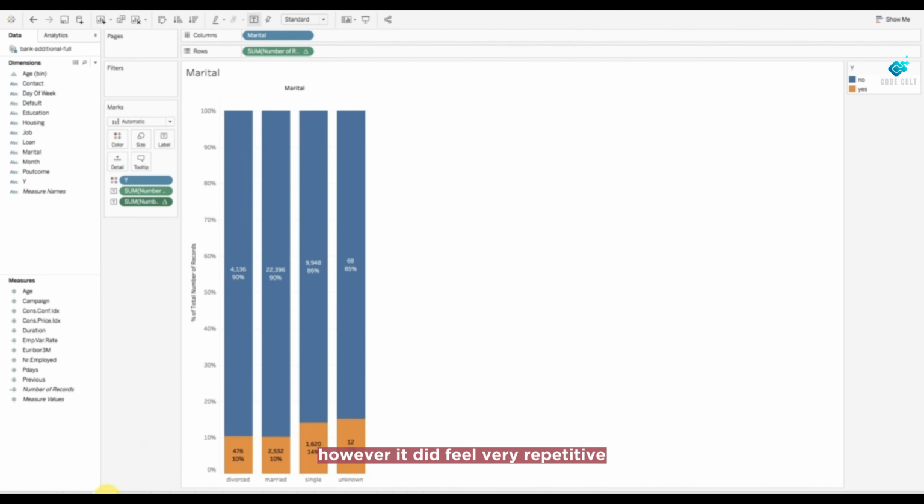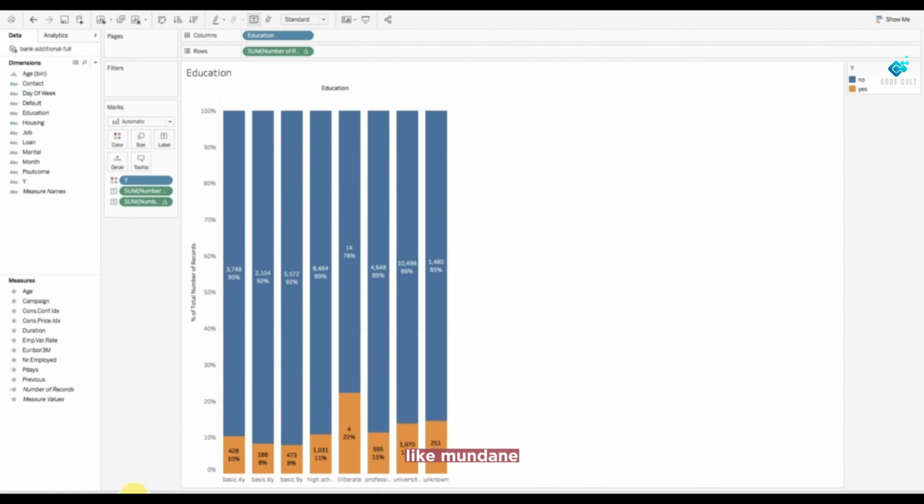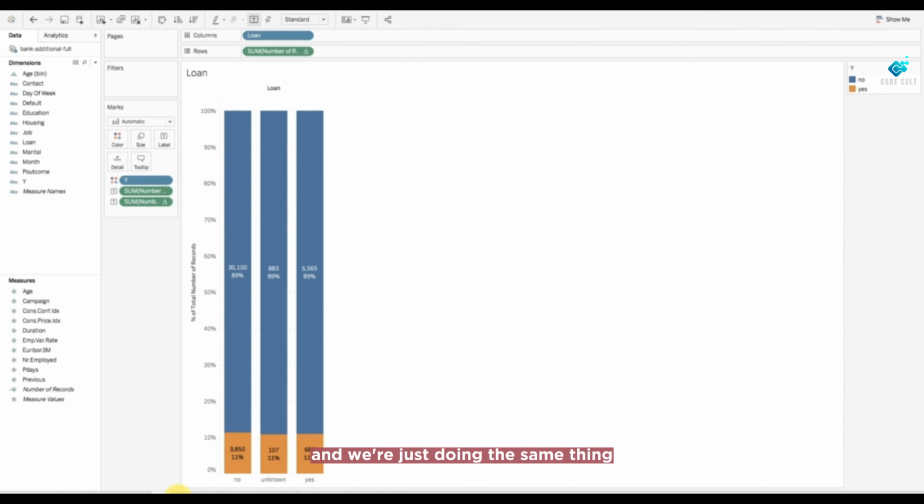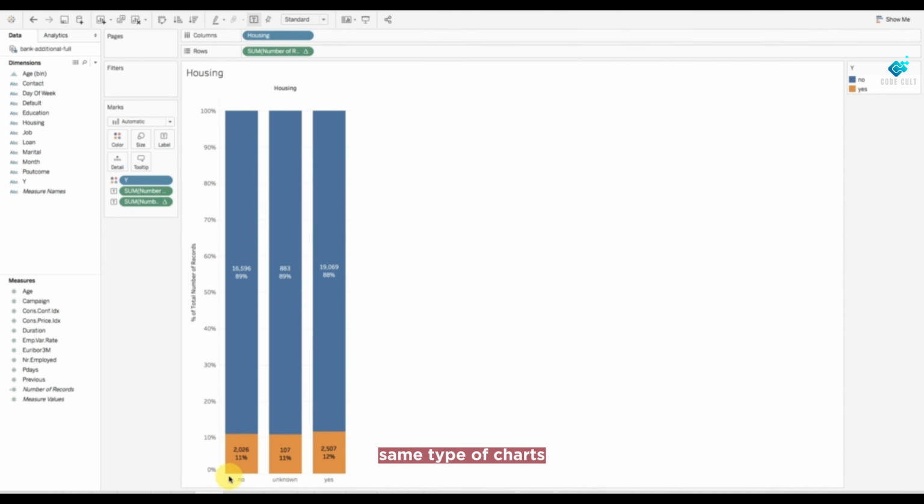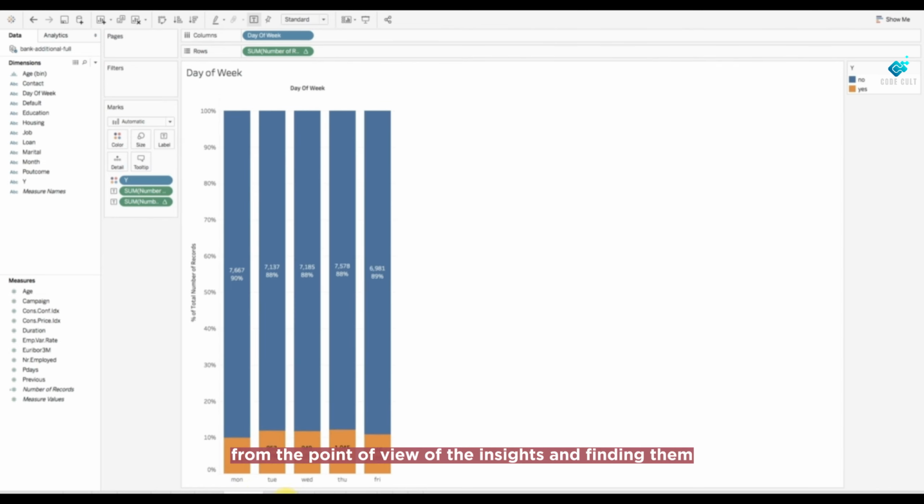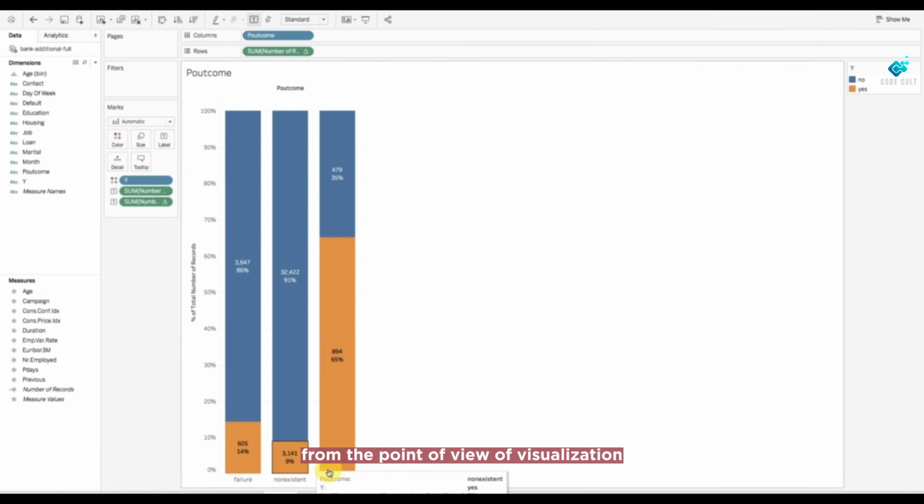However, it did feel very repetitive and mundane, doing the same thing, same colors, same type of charts. It was fun from the point of view of finding the insights, but it wasn't really fun from the point of view of visualization. I wanted to use this tutorial to showcase that it's not always like this, and that in data science the other side of visualization, creating beautiful, stunning images and dashboards, is also very important. It is possible even with tools like Tableau and beyond, of course.